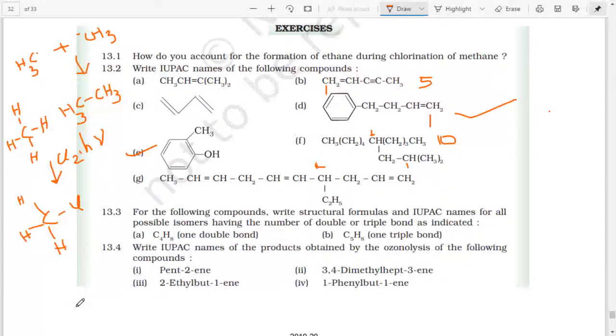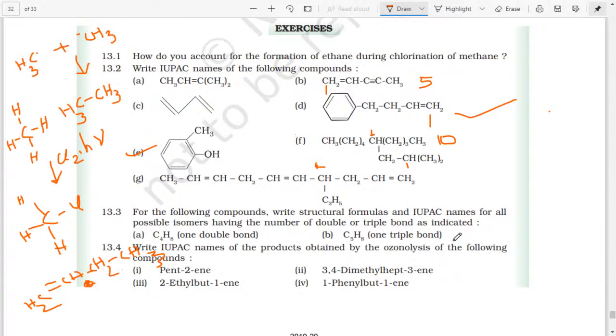Shall I write? Let us write. So CH2, yes, CH3. So this is but-1-ene, and with the double bond here I can write but-2-ene, and the other possible structure, where I write this methyl group here, is 2-methylpropene.